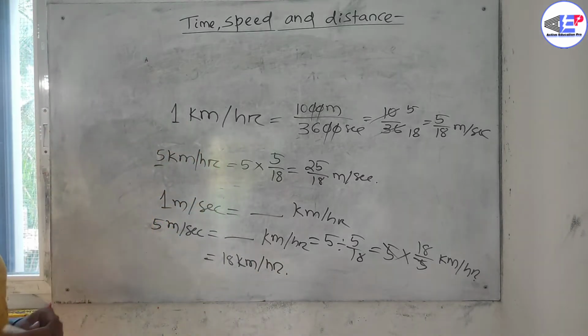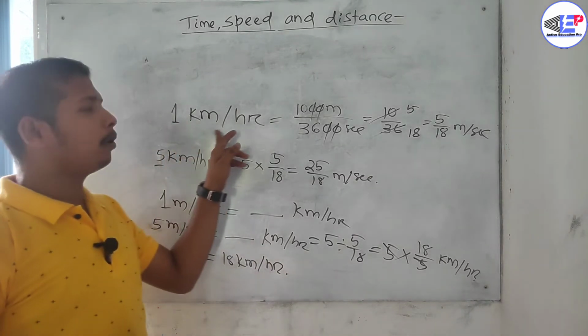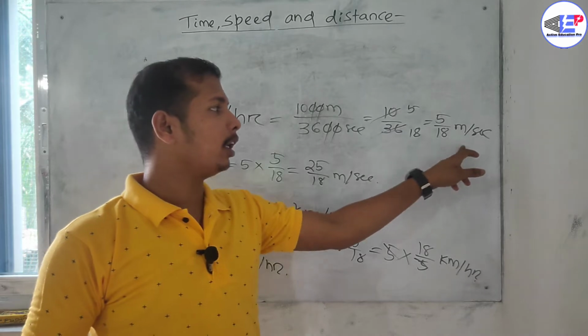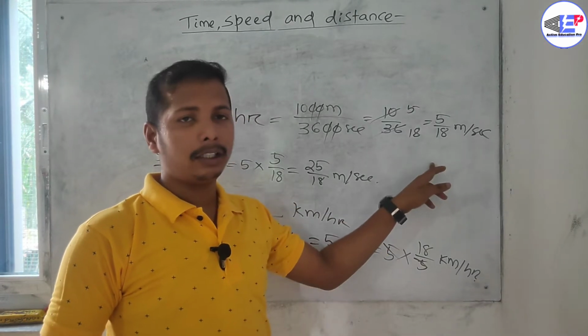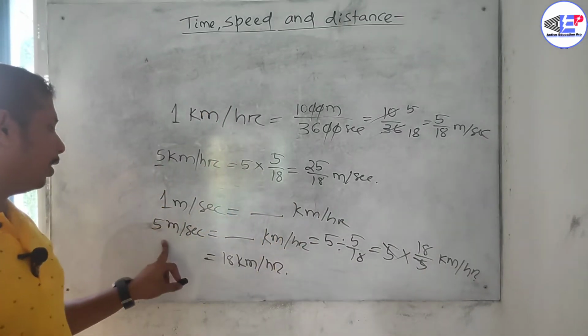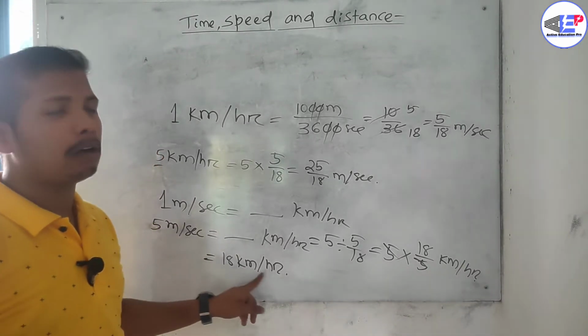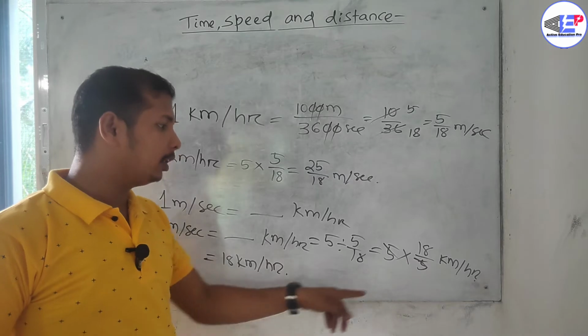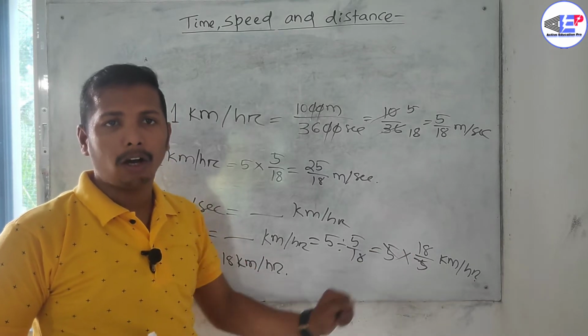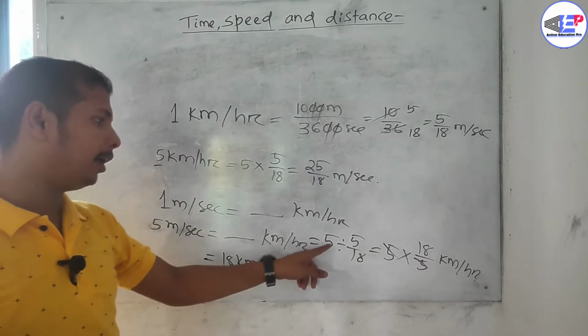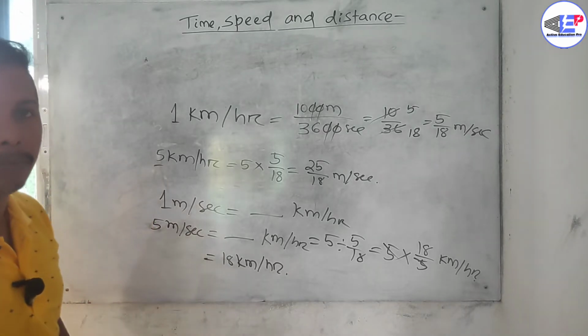So from here we saw that for converting kilometer per hour unit to meter per second, we have to multiply it with 5 by 18, and when the unit is meter per second and we have to convert it to kilometer per hour unit, we can multiply it with 18 by 5 or we can divide it with 5 by 18. Let us do some numerical problems.